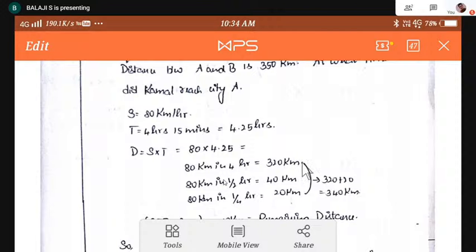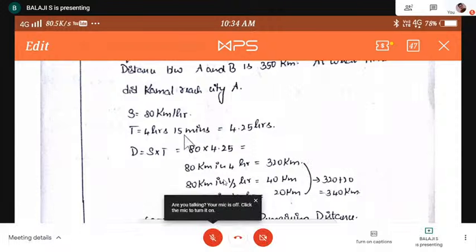So instead of doing this conventionally, it will take a lot of time, because you must multiply and get the answer. We shall do it in simple mental calculation itself. See here, the distance traveled in 4 hours 15 minutes is 340 kilometers.